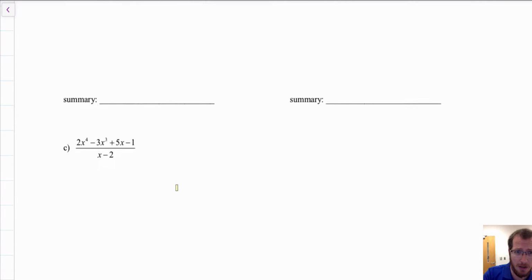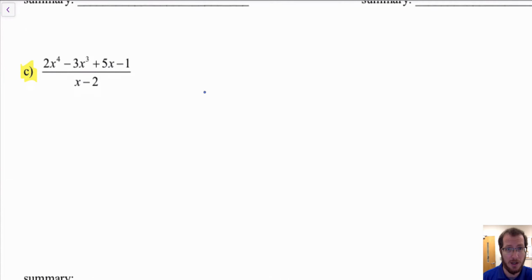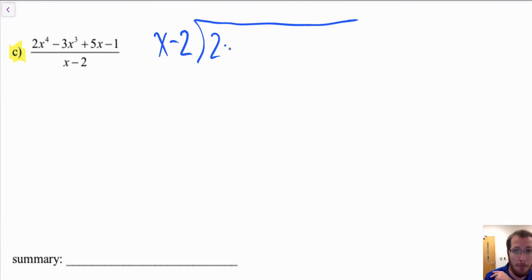We're going to start down here in example C. We're going to start with long division. So we've got 2x to the fourth minus 3x cubed plus 5x minus 1. And all that is divided by x minus 2. So with long division, we're going to start by putting that denominator outside of our division bracket, and then we're going to put everything in our numerator underneath it.